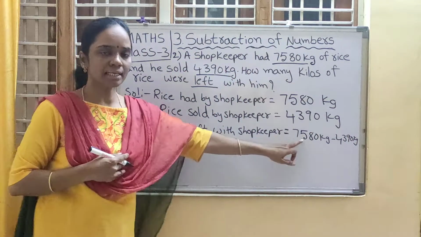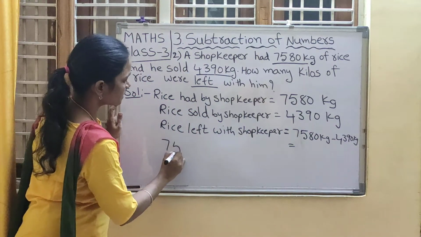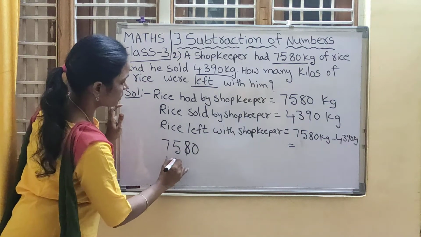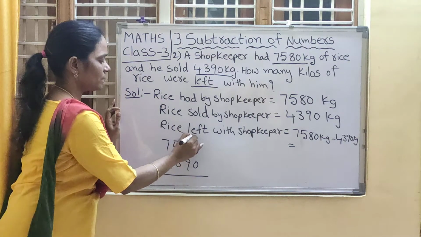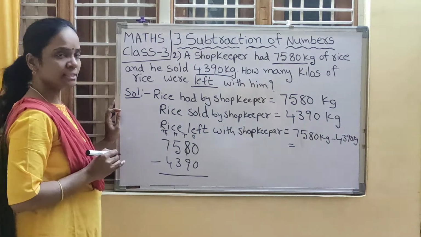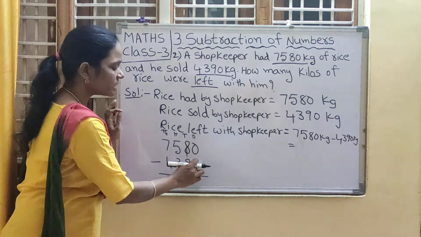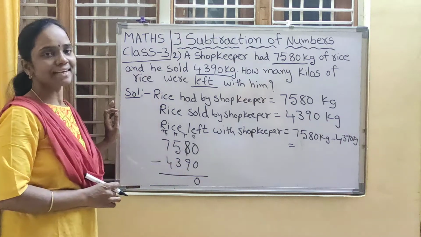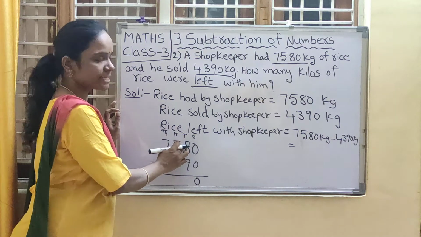The bigger number you write first, after that write down the smaller number. Now take the subtraction. 7,580 and 4,390 kgs. Okay? Ones place, tens place, hundreds place, thousands place. Now take subtraction, children, minus, because the keyword is left. Left means we have to take subtraction. 0 minus 0, 0. 8 minus 9. From a small number to a bigger number, can we subtract? No. We can't subtract because we don't have sufficient tens here.